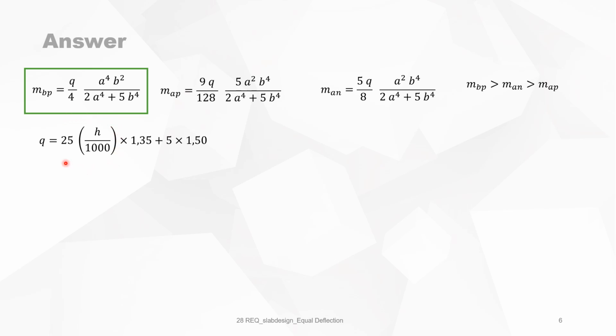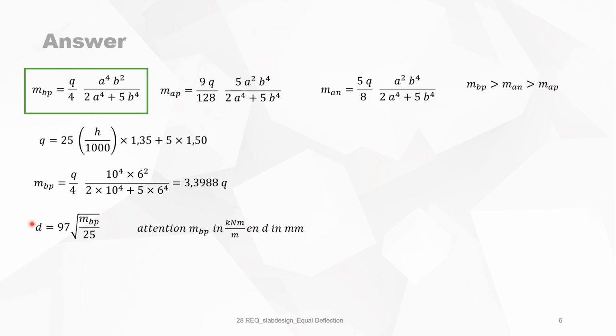This is the permanent load times 1.35, and the mobile load is 5 times 1.5. The bending moment, MBP, is then equal to 3.4 times Q. The optimum bending moment of the optimum depth of the slab is now given by this expression.